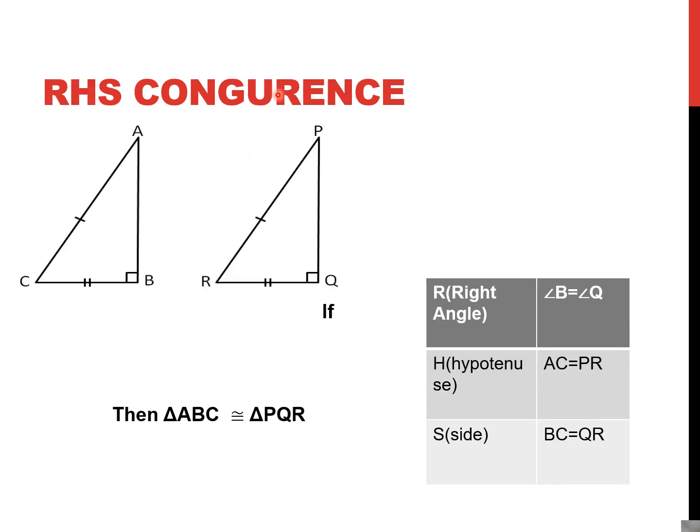Then we have RHS congruence. Now this is for right angle triangles. Two right angles are obviously going to be equal. Angle B is equal to angle Q because they are 90 degrees. Hypotenuse is AC, which is equal to the hypotenuse of the other triangle, which is PR. And then any one side you can take if it is given in the figure. Here BC is equal to RQ. It could be the other side also in some of the questions.